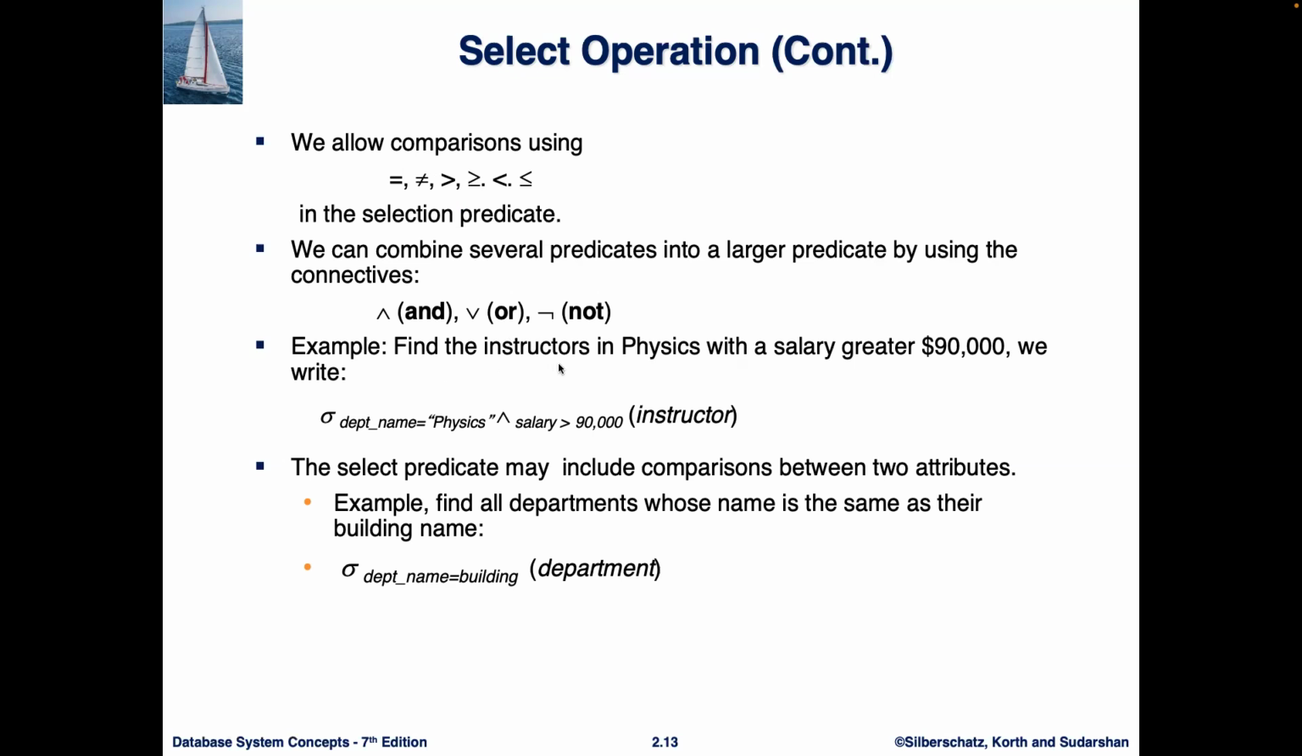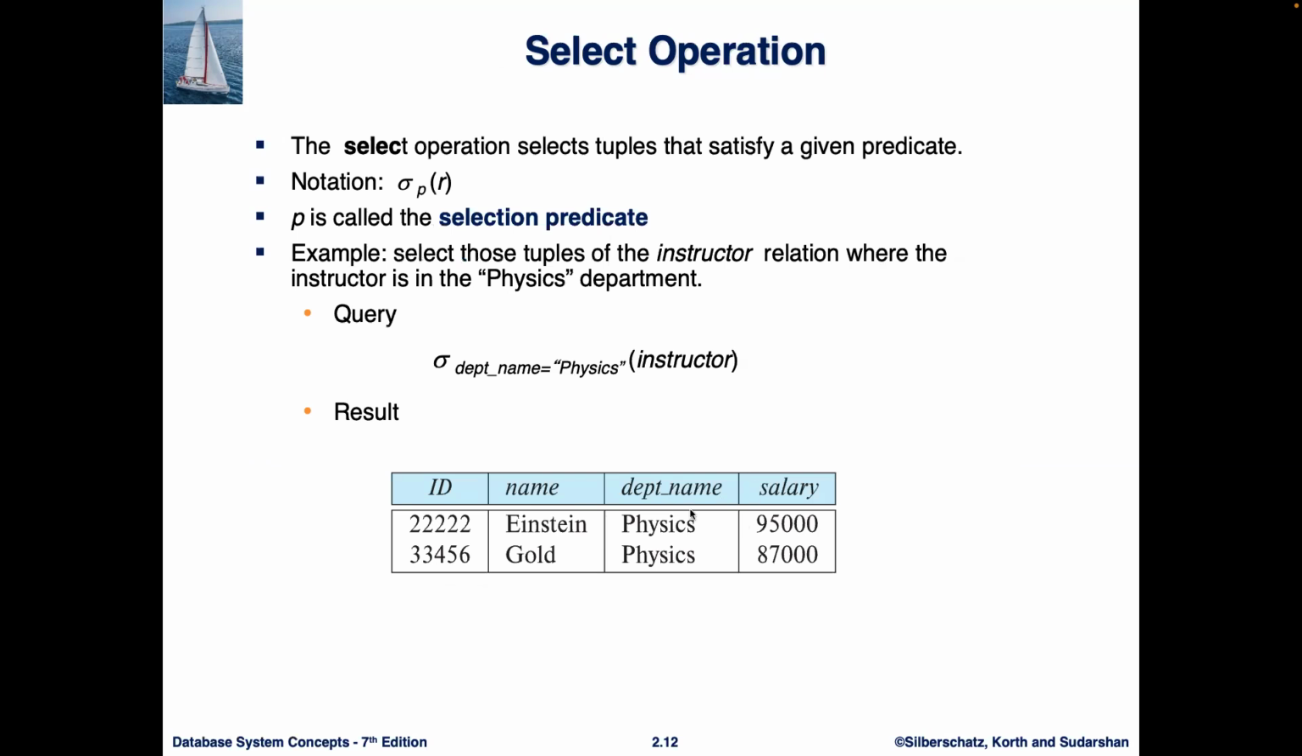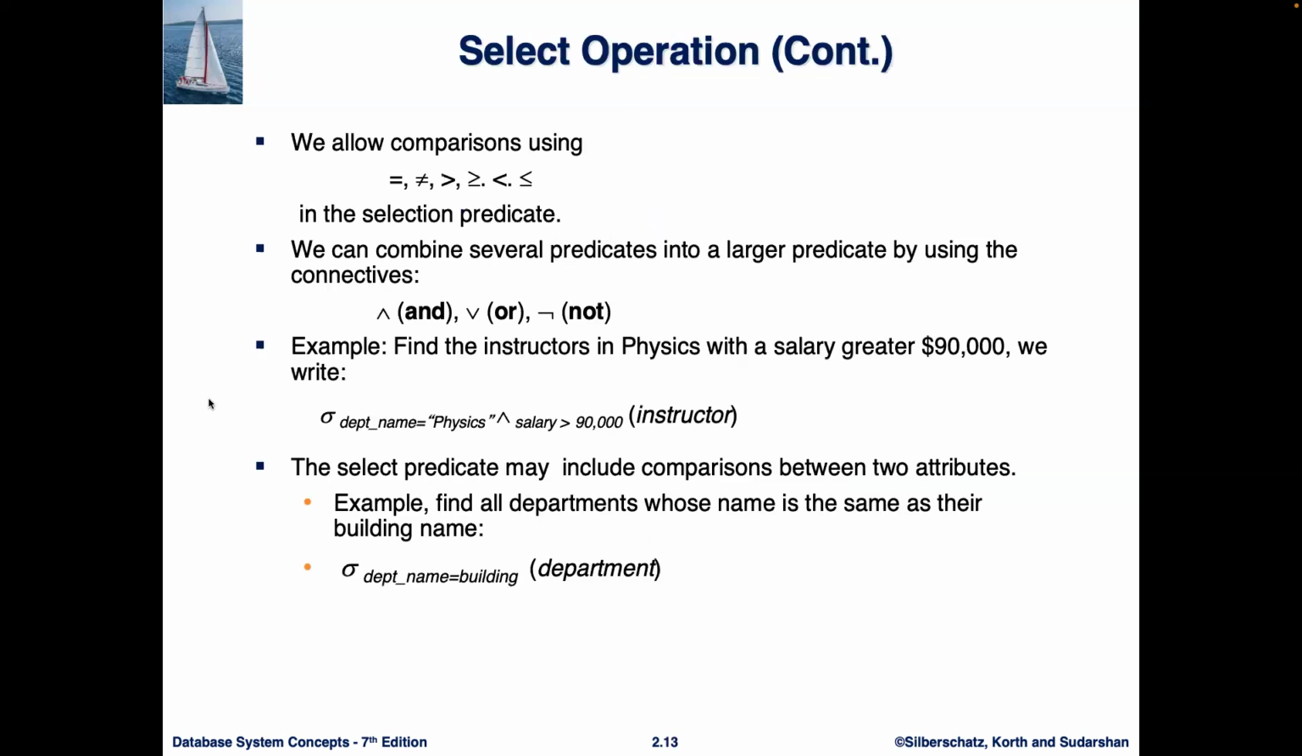So find the instructors in physics with the salary greater than 90,000. We can write it: select department name equals to physics and salary is greater than 90,000 from the instructor table. This will give us only the results where they are from physics department and the salary is greater than 90,000. So if this is the table, we would get only one tuple, that is 2, 2, 2, 2, Einstein, physics, 95,000. We wouldn't get the result like gold. So that would not be in that. If we run this select operation, we will only get one tuple.